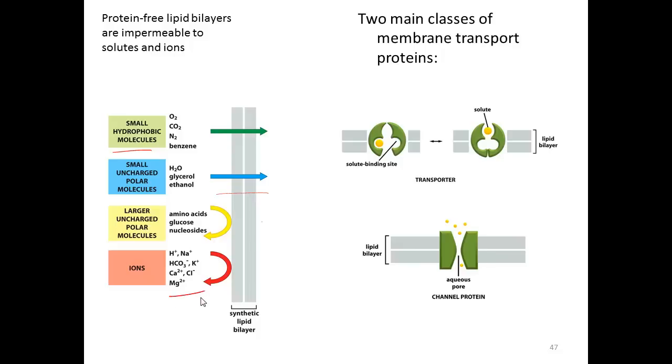And then there are the charged molecules. In this case, they're mostly ions, and these are extremely resistant to passage across a pure lipid bilayer. Now, the way that proteins assist molecules like glucose and other things to cross the membrane is a transporter protein, where you have a solute binding site, a molecule can bind, there can be a conformational change, and then a molecule can be released on the other side of the membrane.